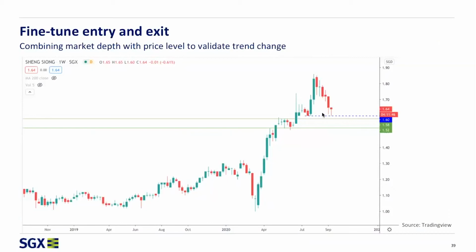What I saw was a trending up stock. And I think you know about this stock, which is a supermarket stock, Shenzong, and it did very well.